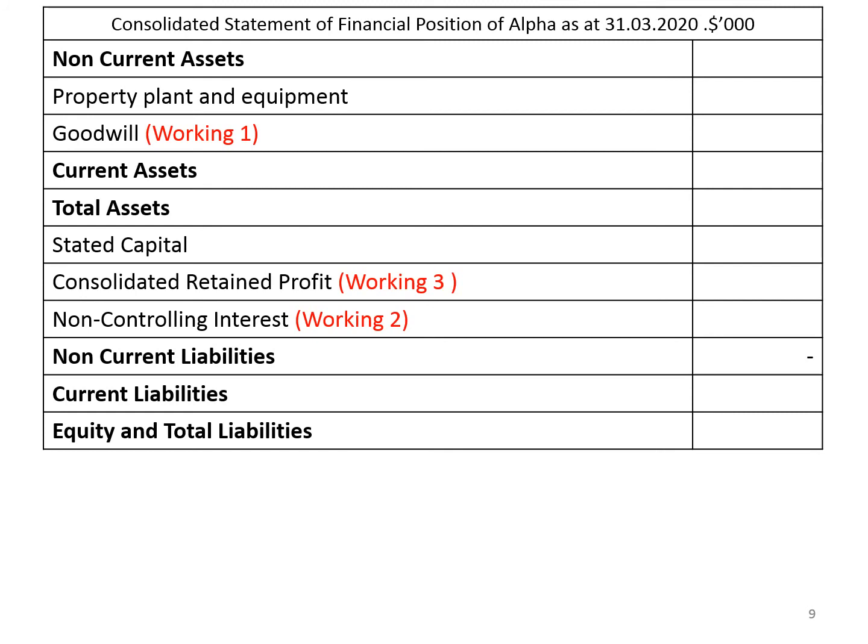So we will first put the answers we got from our workings. So goodwill we identified 2,000 from our working number 1. You can take it here. And then second working is the non-controlling interest. We worked for non-controlling interest and identified 7,360. And as working number 3, consolidated retained profit, we got 19,040. Usually you can expect more marks for these three workings. For all other items, you can adopt line by line addition.